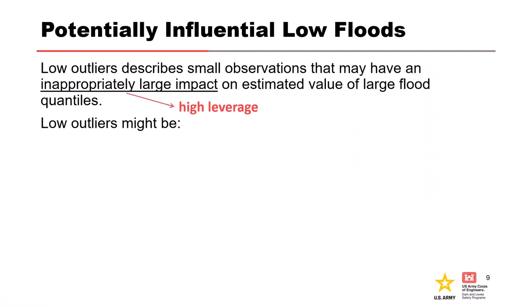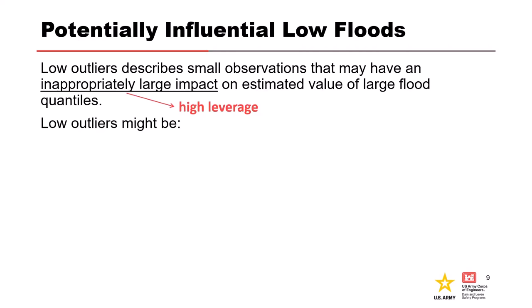Okay, next, we're going to talk about potentially influential low floods, or I think Bulletin 17C and some other documents informally call them PILFs. These usually describe very small observations that can have a disproportionate impact on the upper end of the frequency curve. So when we're doing these types of studies, we're really focused on events that happen infrequently.